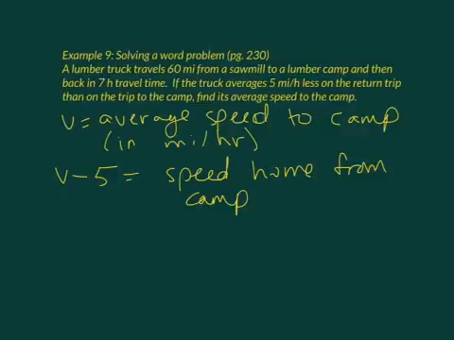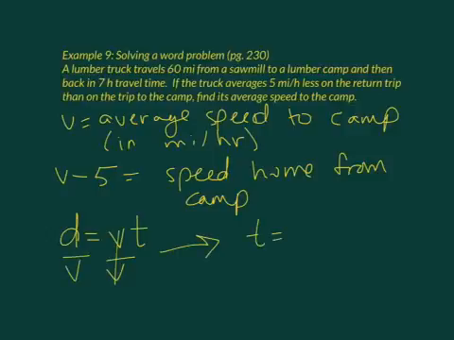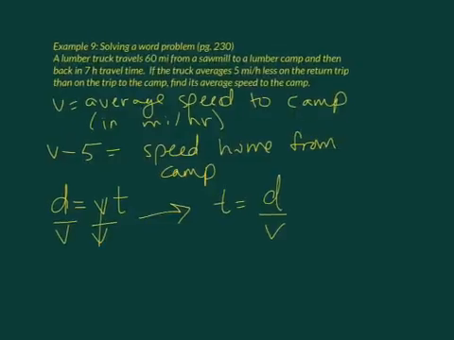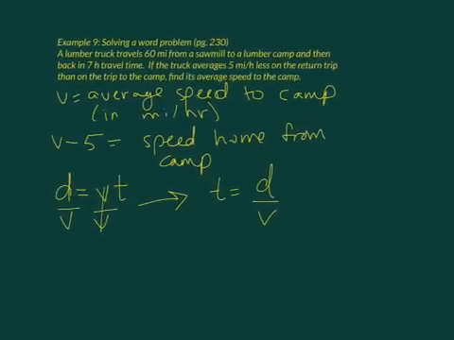Alright, we also know our handy distance formula. So distance equals rate times time. In our case, let's use v because we used v for the speed. So distance equals v times t. If we solve that for t, so we divide by v, this leaves us with t equals our distance divided by our speed. Now, we're looking for the time that it takes him to get to the camp.